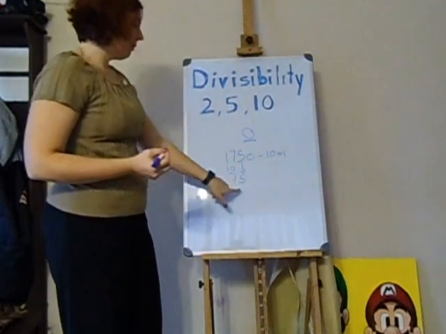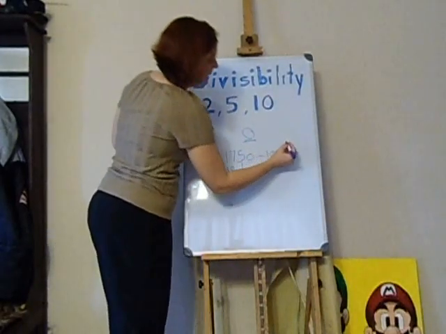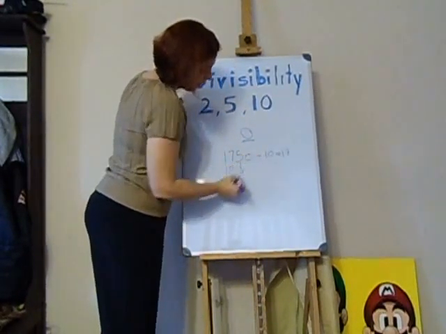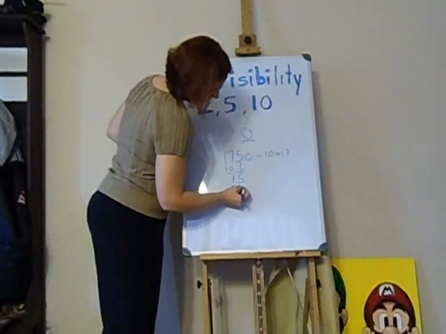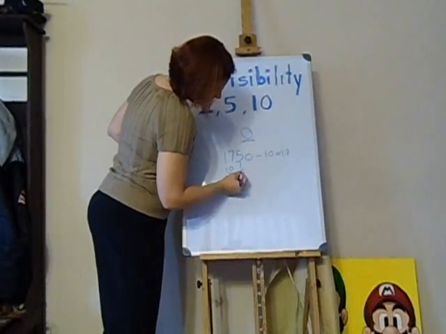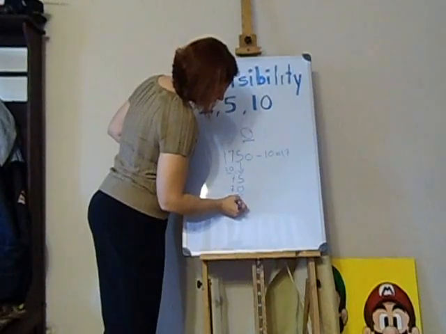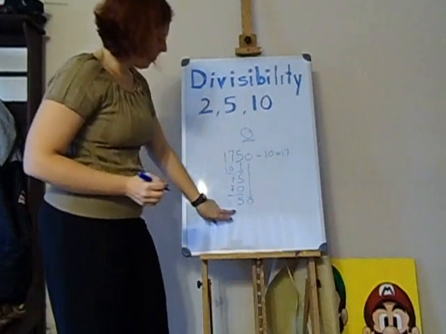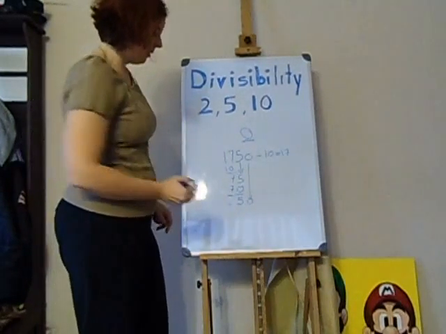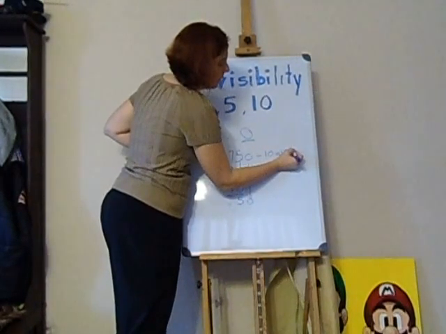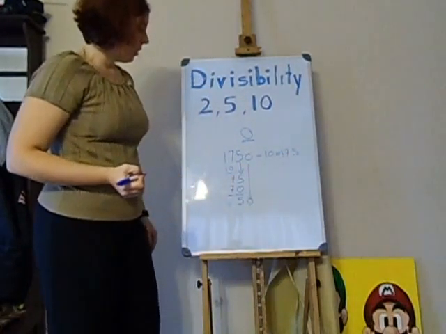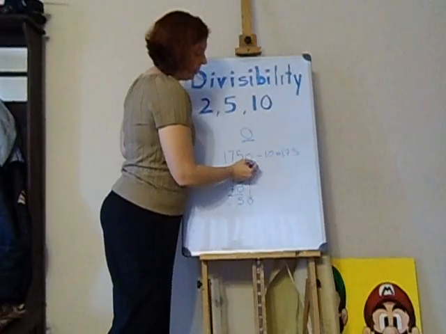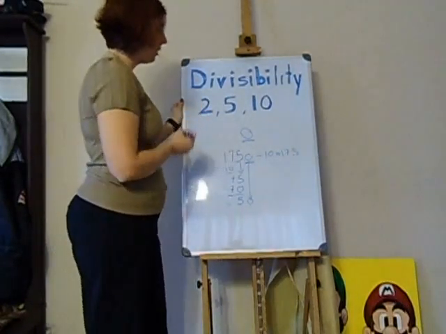So 75 divided by 10 is 7. 7 times 10 is 70, with a leftover of 5. Bring down the 0, making it 50. 50 divided by 10 is 5. So, since 1750 ends in a 0, it is divisible by 10.